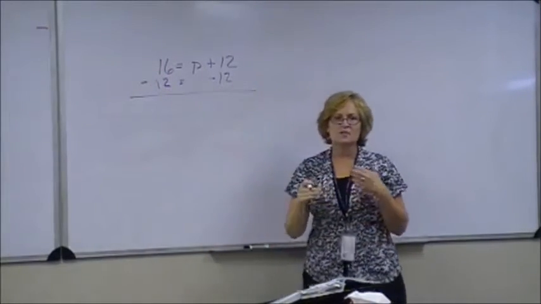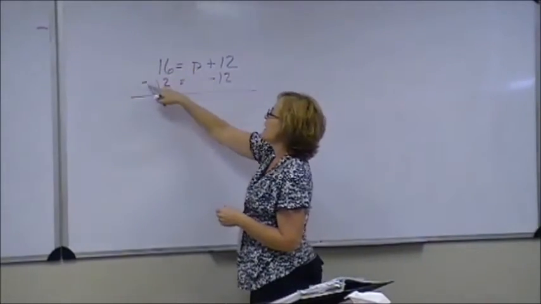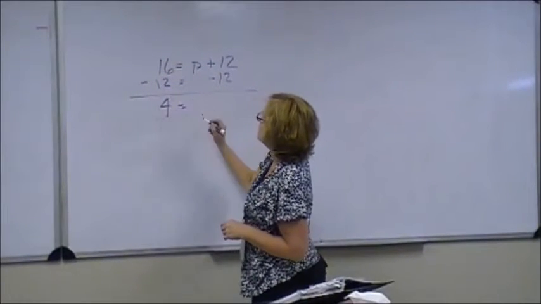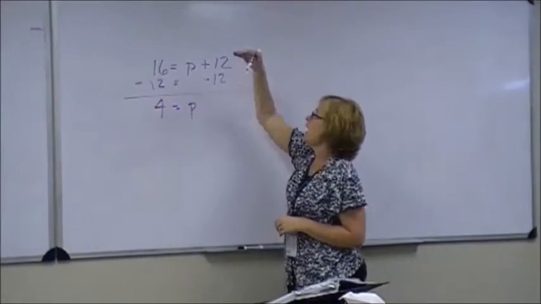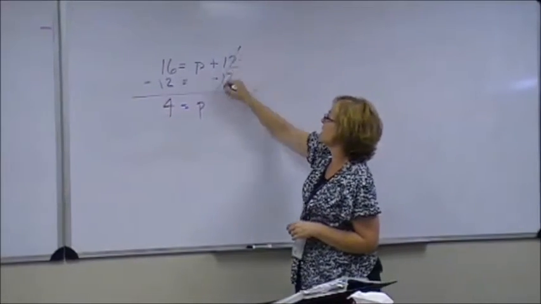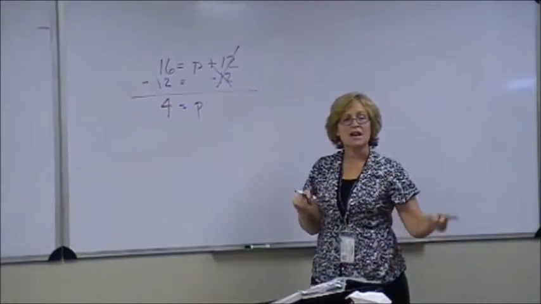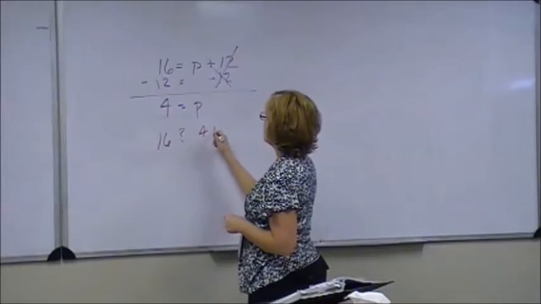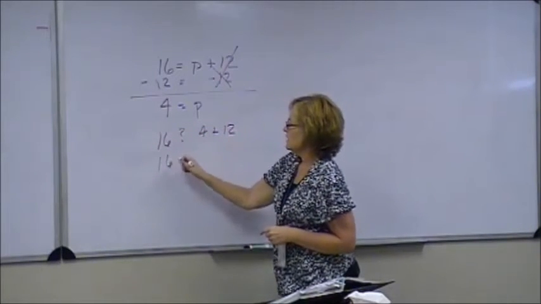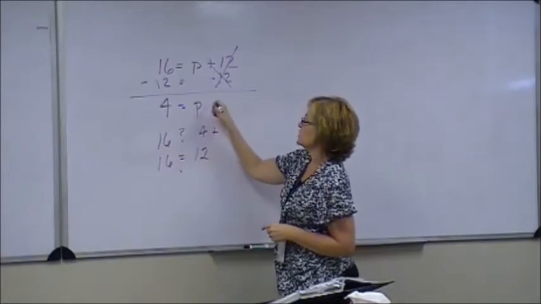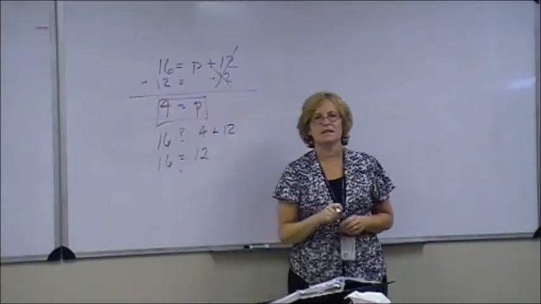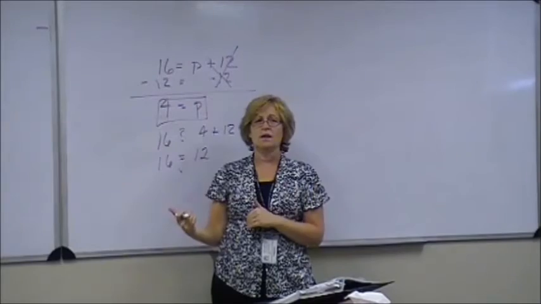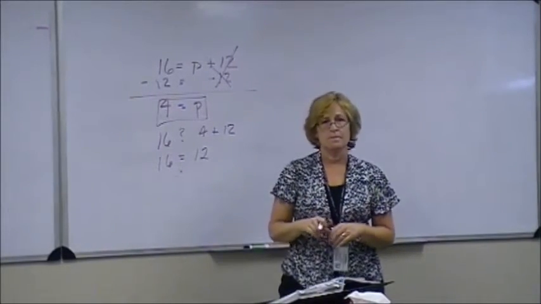That's that reflexive property. So I have 16 minus 12 is 4, is equal to, bring down my p, and positive 12 minus 12, those cancel out. Again, check it to make sure, and I have 16, is that equal to 4 plus 12? 16 is equal to 16, so boom, boom, check, check. My solution is p is equal to 4. So it doesn't matter which side the variable is on, it just has to be there by itself.